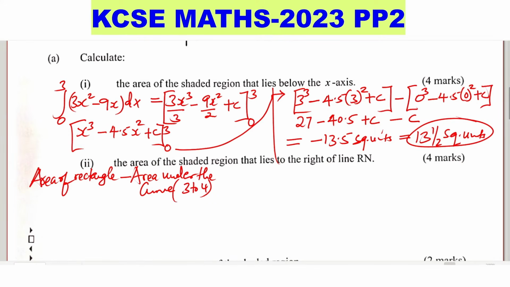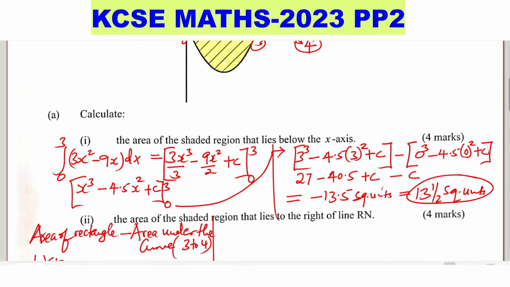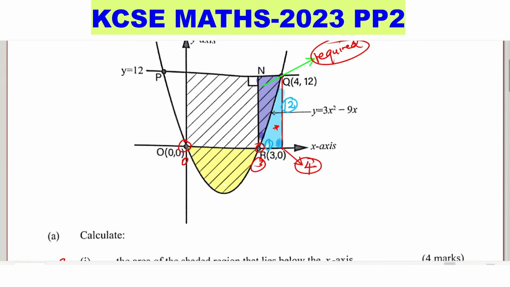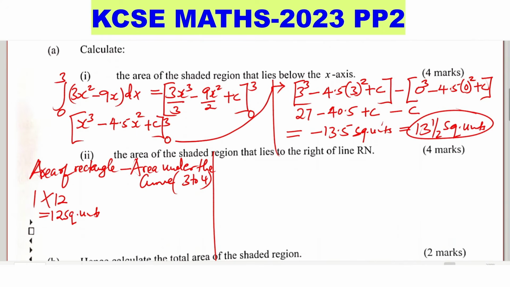So area of the rectangle is 1 times 12. So this will give 12 square units. So now we need to get the area under the curve between 3 and 4. And to do that, we're going to integrate the function of that curve. So we integrate from 3 to 4, 3x squared minus 9x with respect to x. And since we had already done this, when you integrated that, we got x cubed minus 4.5x squared plus c. Then the limits are 3 to 4.